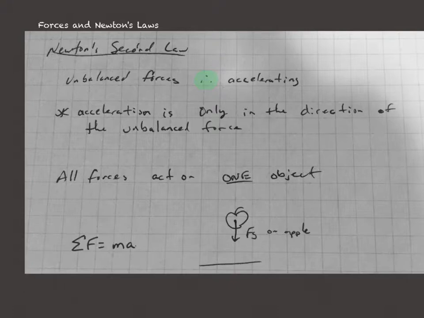The important part here is that the acceleration is only in the direction of the unbalanced force. I don't know why this gets confusing to people. However, in the equation itself of F equals ma, the sum of all the forces is a vector addition. Whenever it's a vector equation, there has to be a vector on each side. Here the vector is acceleration. So think about it this way. The direction of the acceleration, since it's the vector, is going to have to be the same direction as the unbalanced force. That's really what those symbols are saying there.